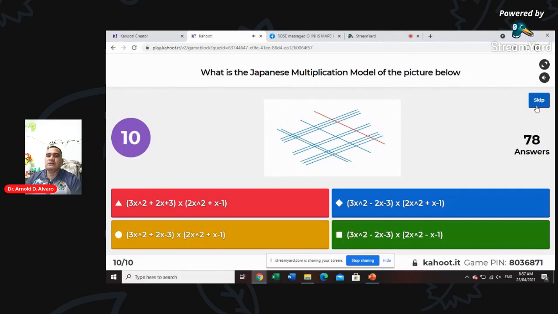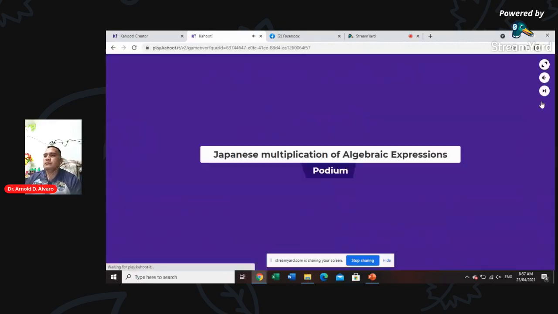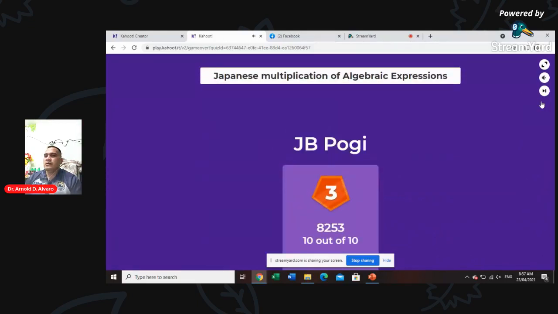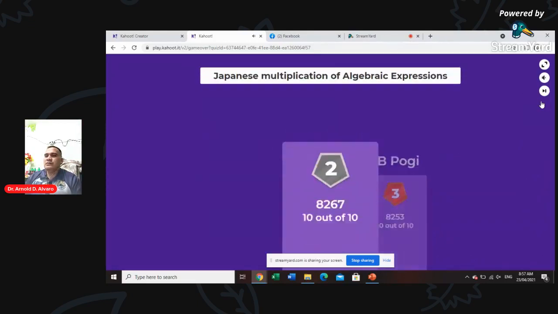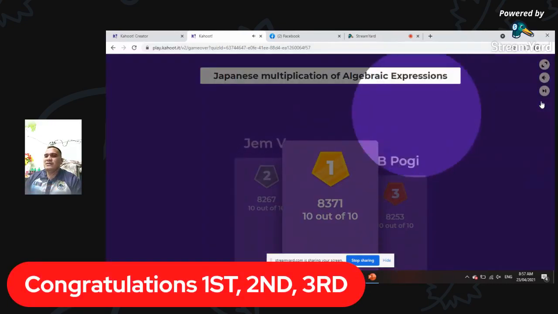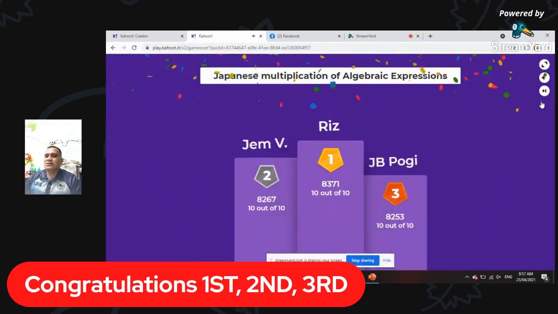So we have 10, 9, 8, 7, 6, 5, 4, 3, 2, 1. Time's up. So the correct answer is red, 51. So we have third place, JB Pogi. And second place, Gem B. And then Reese is the winner.